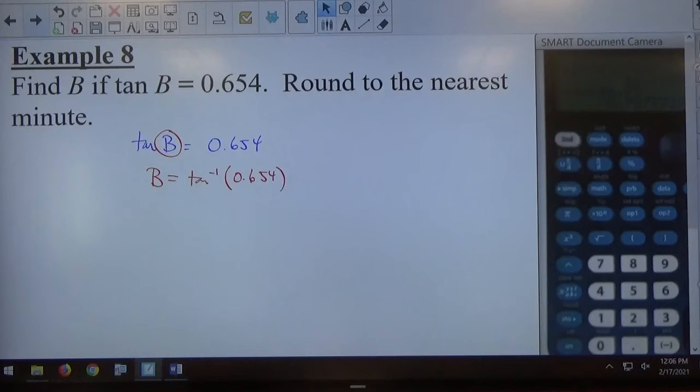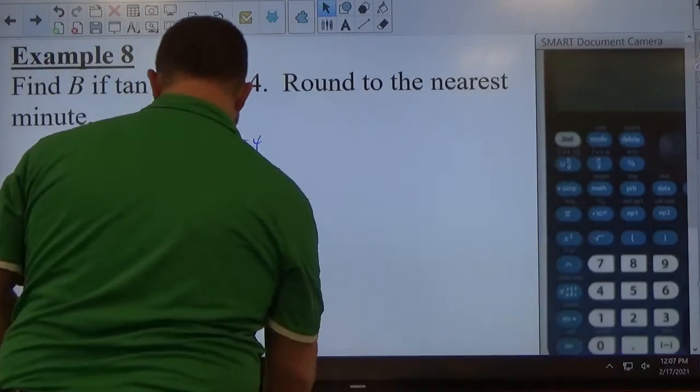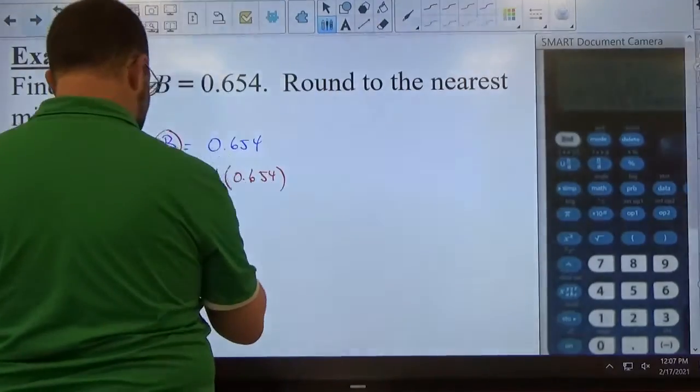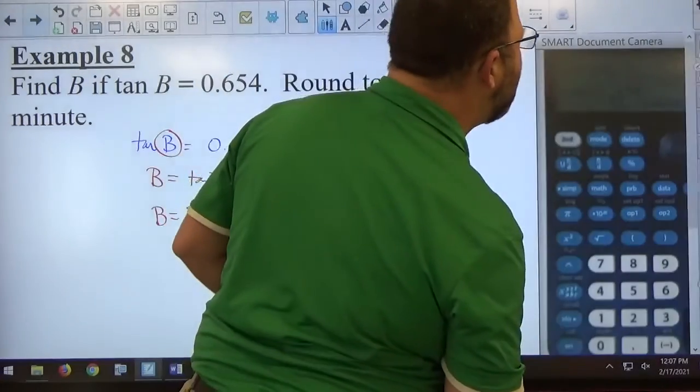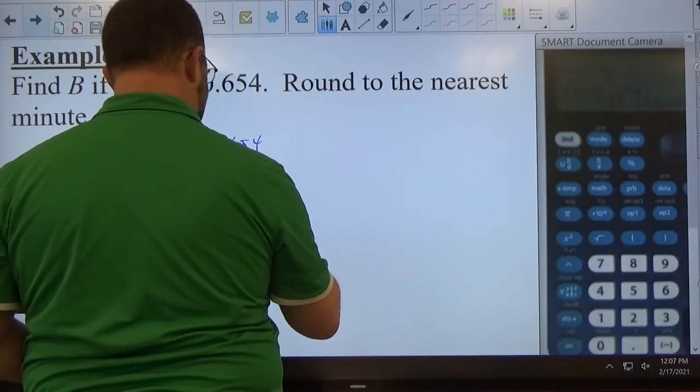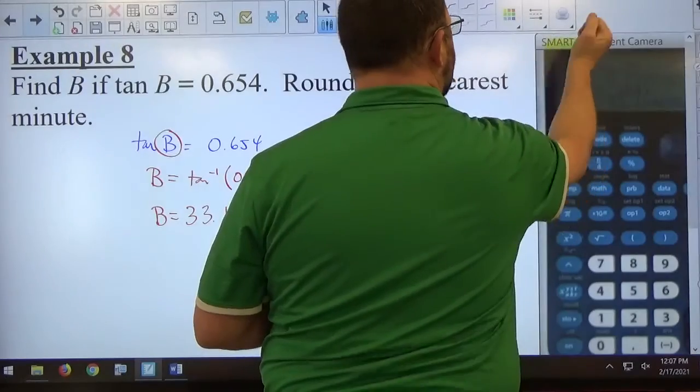All right, so then I go to my trig menu again. So I go to trig. I cursor down until I find tan⁻¹, which is right there, hit enter. I want to enter my 0.654 in parentheses, equals, and again it's going to spit out a decimal answer. So the correct answer as a decimal is B equals 33.184686.